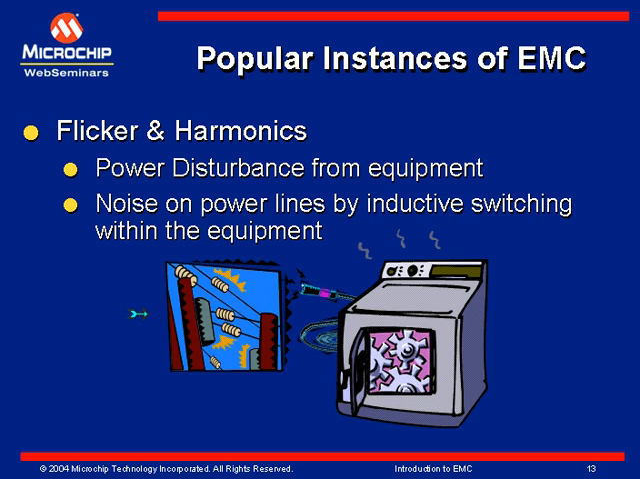A classic example is a switch mode power supply. A switch mode power supply, during its operation, generates lots of noise on power lines. And in most switch mode power supply designs, you will see a line filter. That line filter is intended to reduce the amount of noise that is being fed back to the power line.